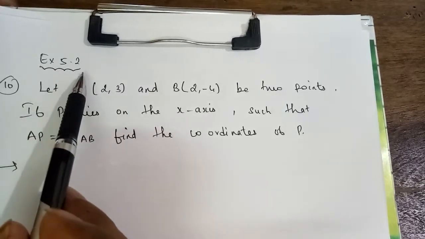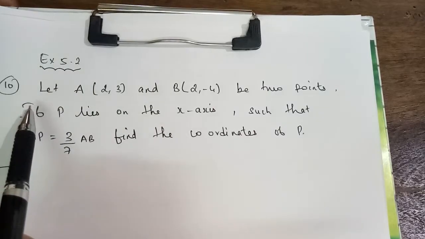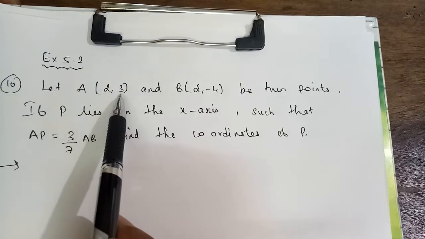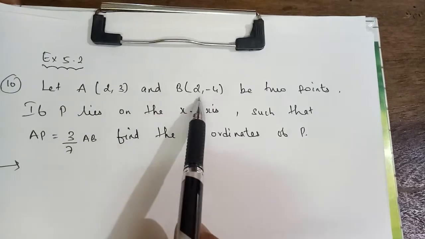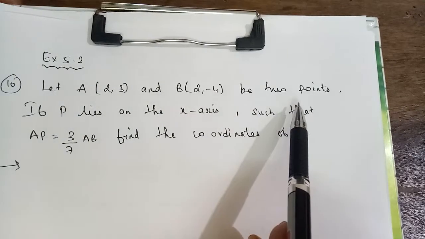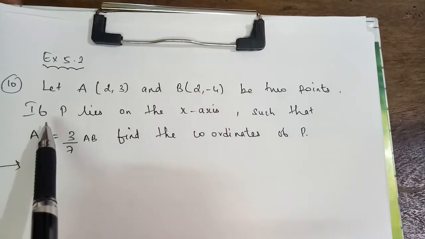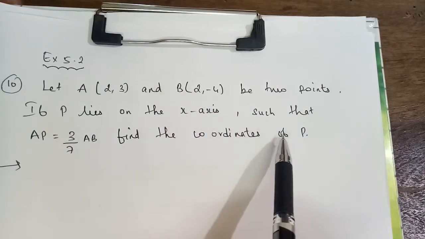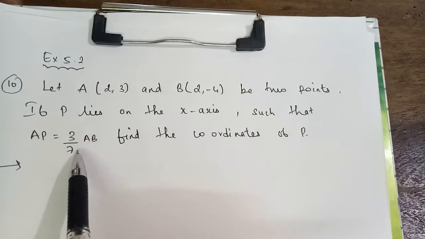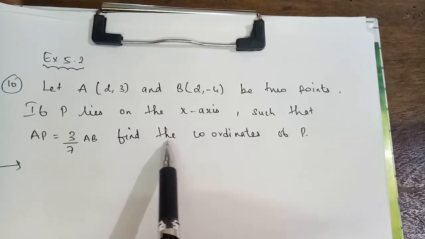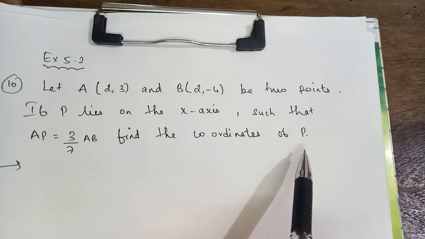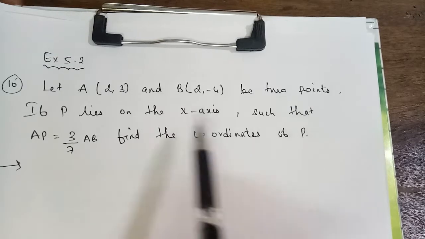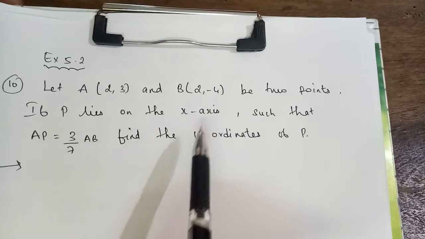Next we have exercise 5.2 question number 10. Let A (2, 3) and B (2, -4) be 2 points. If P lies on the x-axis such that AP equals 3/7 AB, find the coordinates of P. We need to find the coordinates of P. Where is this P? This P lies on the x-axis.